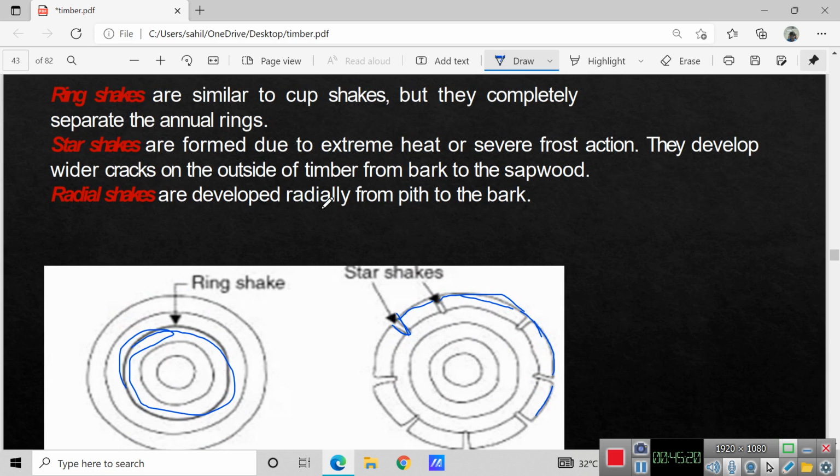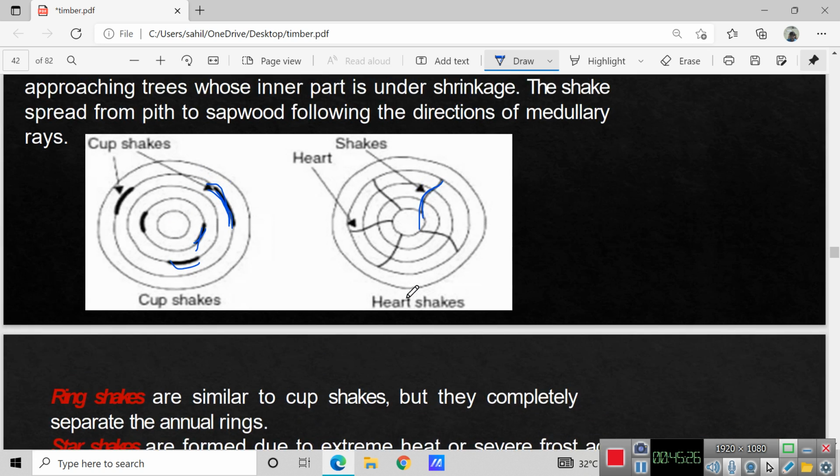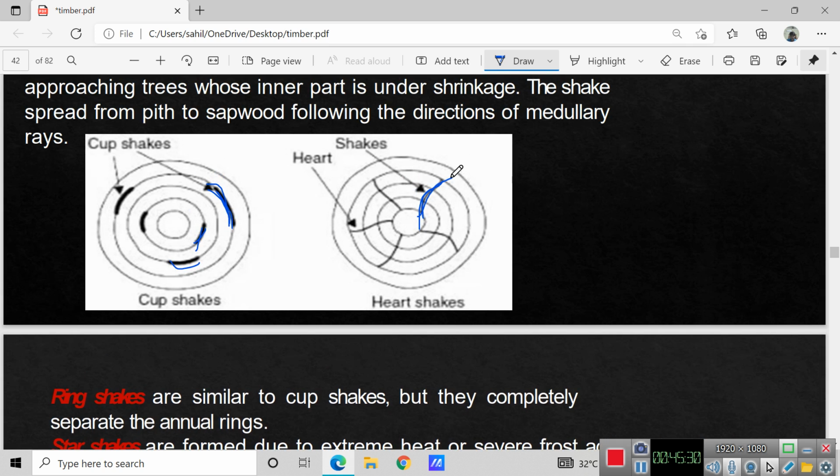Now, radial shakes are developed radially from pith to bark. So, radial shakes are similar to heart shakes, but they develop from the pith to the bark, and the heart shakes develop only from the pith to the sapwood or cambium layer.